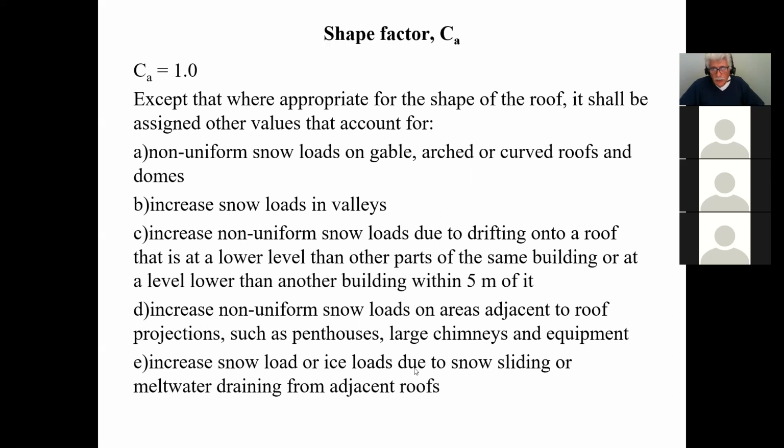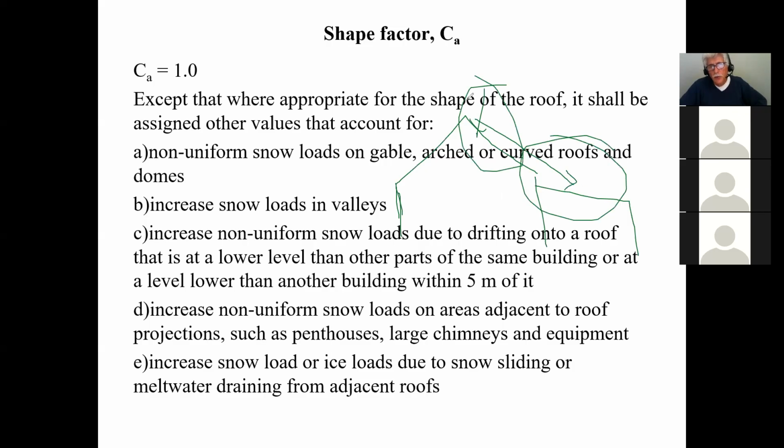Now, increased snow due to ice sliding from or melting from an adjacent roof. Here what they're saying is that if I have a roof made like this, and another roof beside it, the snow from this roof can slide onto this roof, and therefore you have to worry about how much snow is going to slide off and build up on this roof. This is very different from the previous case, because that one is simply a flat roof with a smaller roof next to it, and that's just the snow.